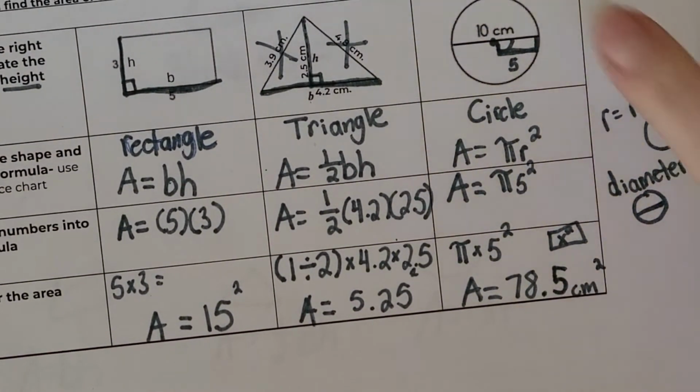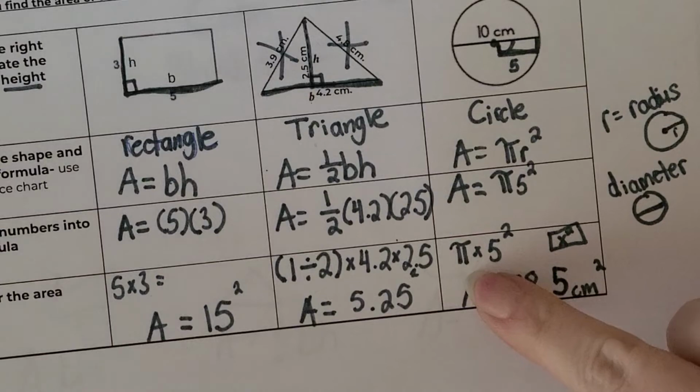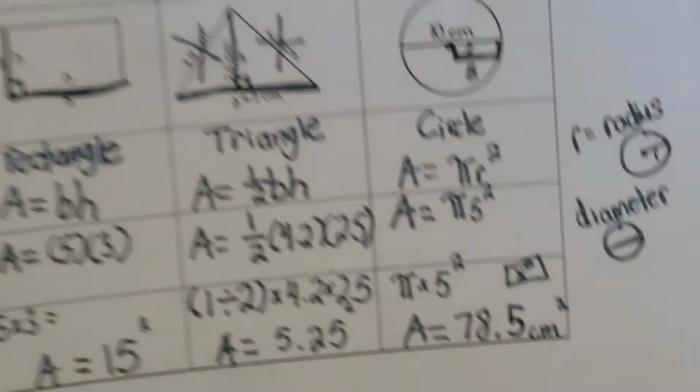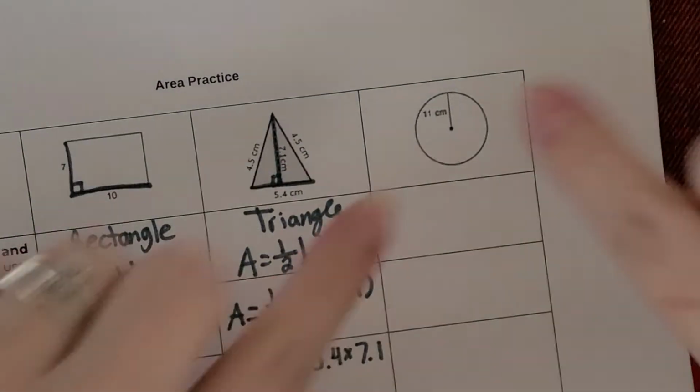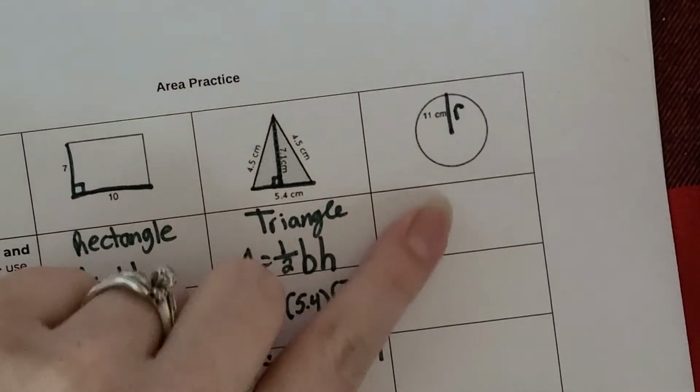Okay. When you do your circles, you'll almost always end up with a really long decimal for your area because you're working with pi, which is itself a never-ending decimal. And that's okay. Don't be intimidated. All right. I want you to try the bottom one. Okay, this time it gives you the half distance. Remember, that is the radius.